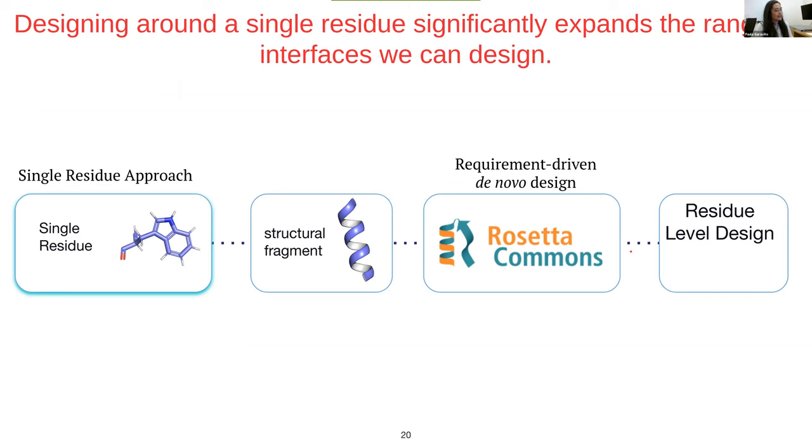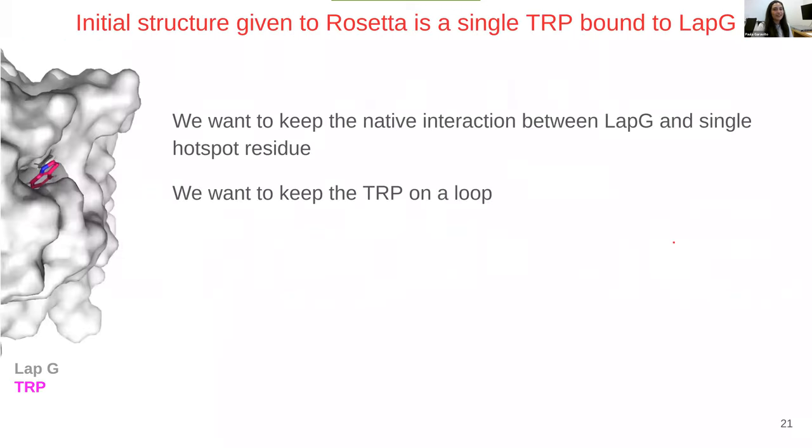And so the protocol that we designed, I'm gonna go over it now. We initially give Rosetta this starting structure where you have the tryptophan and then the LabG. And this is everything we give it. We still want to conserve the native interactions between the tryptophan and LabG.